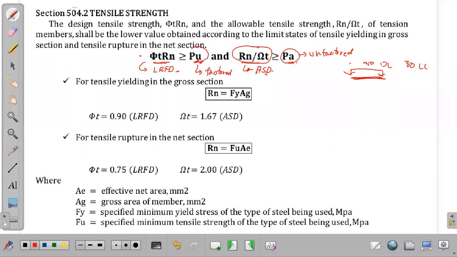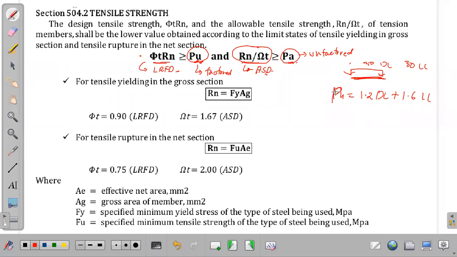Yung PU natin, factored load. So ang PU natin is just the 1.2 dead load plus 1.6 live load. Pagka may earthquake, may wind, i-consider nyo din yan. So pagka tinignan niyo yung load combination sa ating NSCP, meron yung pag-compute ng factored loads doon. Okay?